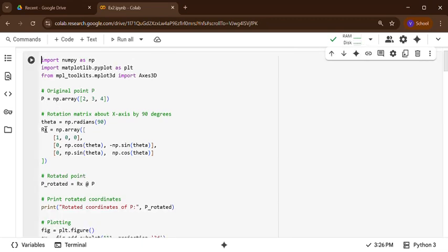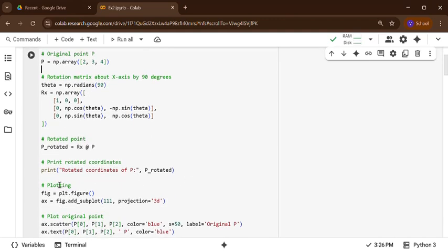Then what is the original point? We have to define the position vector 2, 3, 4. Then we have to define the matrix. Here we should not take the degree as it is, you have to convert into radians. That is why 90° is converted into radians. And then the x-axis rotation matrix is always 1, 0, 0, 0, cos theta, minus sin theta, 0, sin theta, cos theta. So in the place of theta you have to substitute 90°.